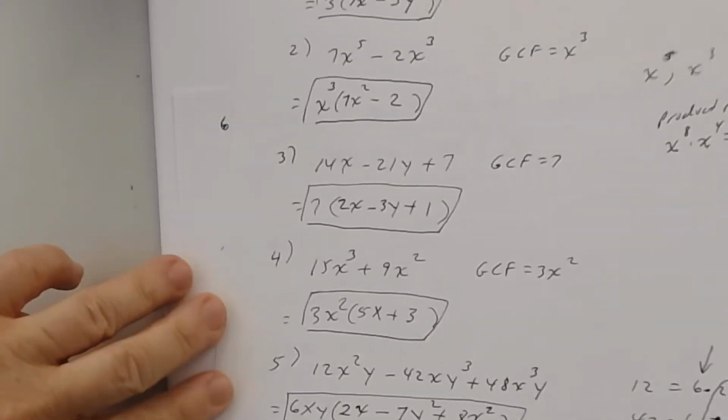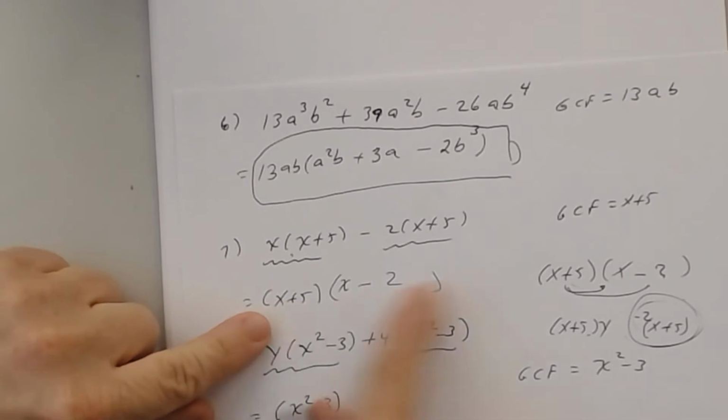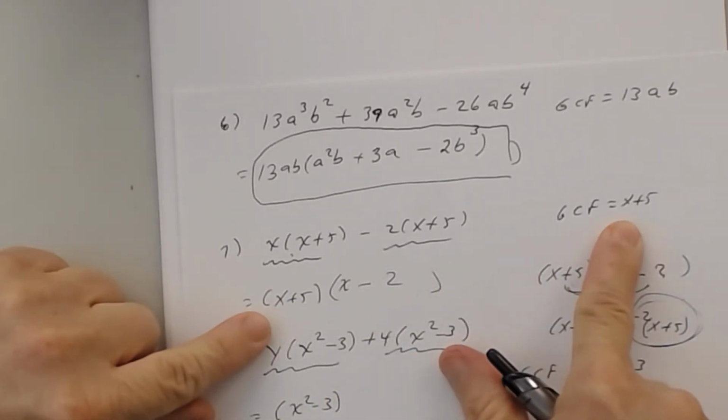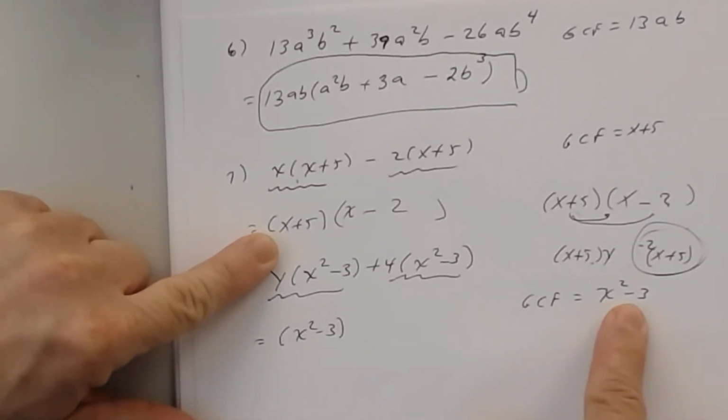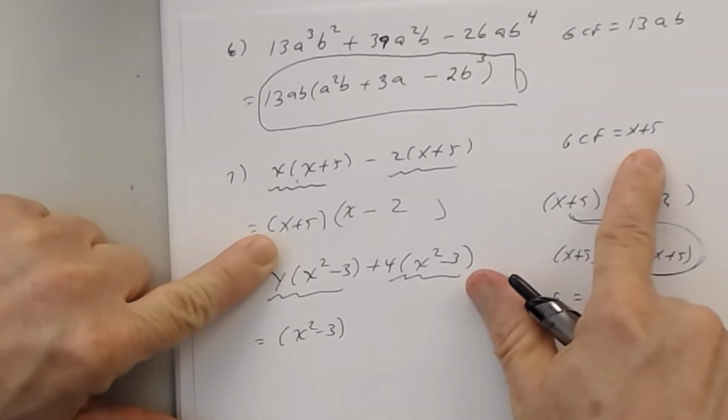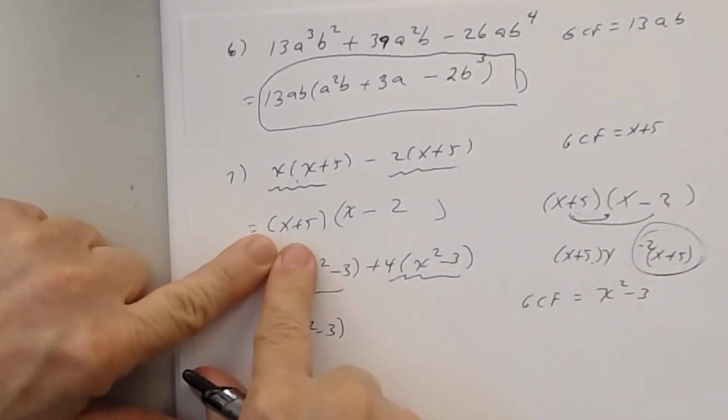Here, though, it's not one term. X plus 5 is how many terms? 2. X squared minus 3 is how many terms? 2. X squared and negative 3. X and positive 5. Those are your terms. So you put those in parentheses.